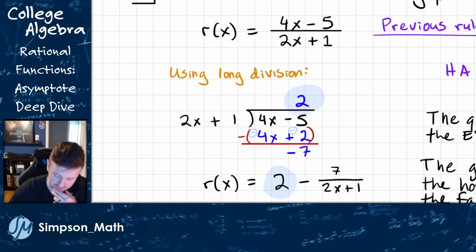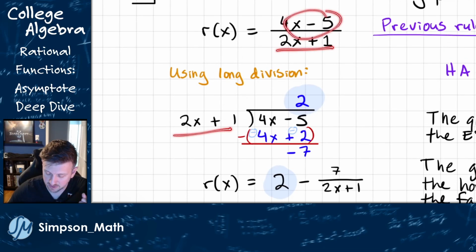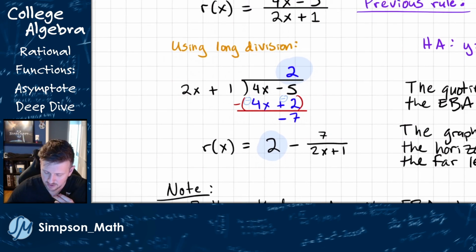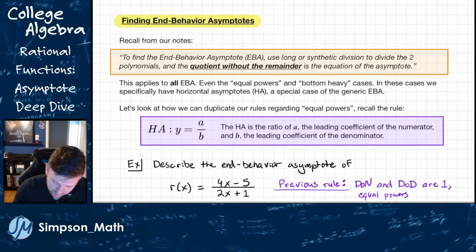So I take our 2x plus 1, put it outside, and the 4x minus 5, put it on the inside. 2x times what is 4x? Well, that's a 2. Again, this plus 1, this minus 5, they're just along for the ride. I'm only interested in the leading terms. I do my distribution, I get negative 4x plus 2. I change my signs, do my subtraction, and I end up with a negative 7 for the remainder. But reminder, the end behavior asymptote is the quotient without the remainder.